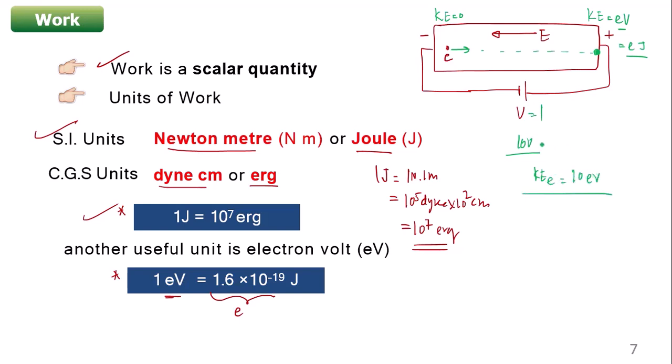Like this, if I apply 1 volt, then the energy is 1 electron volt. If I apply 10 volt, then the electron energy will be 10 electron volt. So the electron volt is a very small unit, and mostly it is used in nuclear physics. Whenever we deal with nuclear physics, we have to go for a very small unit, and in that situation only should I go for the electron volt unit. But right now, we should go for only the joule or CGS system.